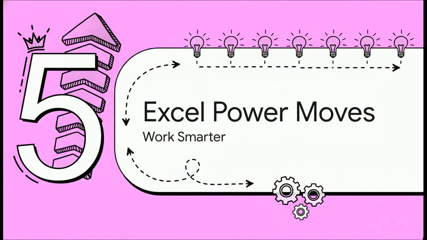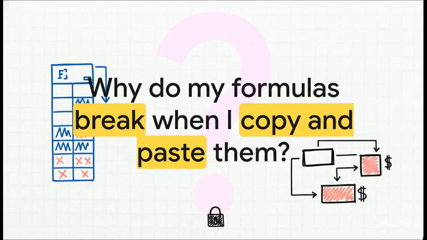Okay, for our final section, we're talking about the power moves. We've covered summarizing, logic, and cleaning. Now let's get into the foundational concepts that unlock true efficiency. This is all about working smarter, not harder. Oh, we have all been there, right? You write the absolute perfect formula, you drag it down to copy it, and everything just breaks. It's so frustrating. But why?